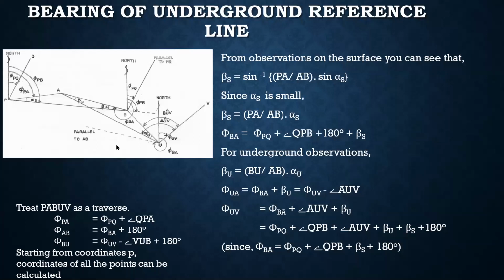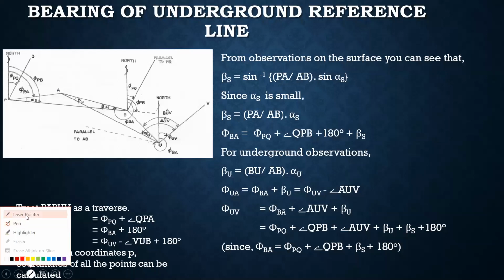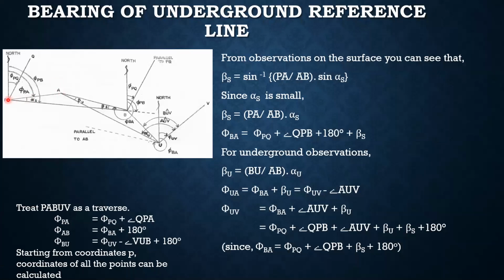I think you can see the screen now. Now here, if you consider this triangle APB, this one, let me switch on the laser. Now, if you consider this APB triangle, if you apply the sine rule, you can simply find this ABP angle, which is beta S here. Okay, please follow this in your book as well.